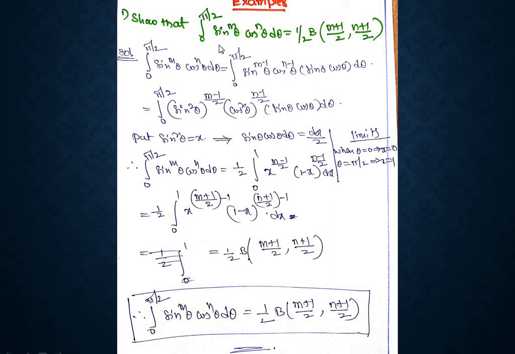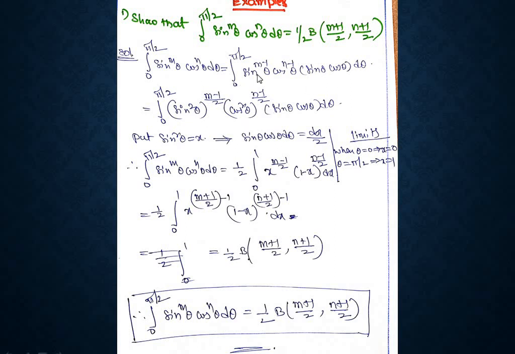If you start with the left hand side, integral 0 to pi by 2 sine power m theta cos power n theta d theta, I am writing it like this: integral 0 to pi by 2 sine power m minus 1 theta cos power n minus 1 theta, and multiplying with sine theta cos theta. If you multiply sine theta here, this becomes sine power m theta. If you multiply cos theta here, this becomes cos power n theta d theta.